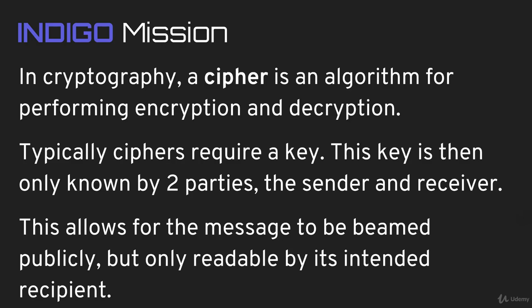In cryptography, a cipher is an algorithm for performing encryption and decryption. And typically, ciphers require a key. This key is then only known by 2 parties, the sender and receiver. And this actually allows for the message to be beamed publicly, but only readable by its intended recipient.